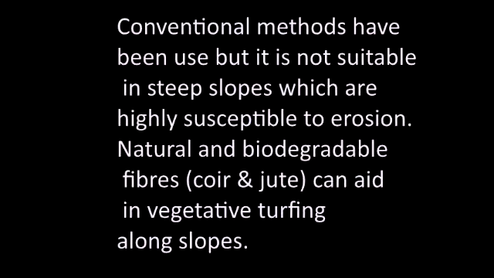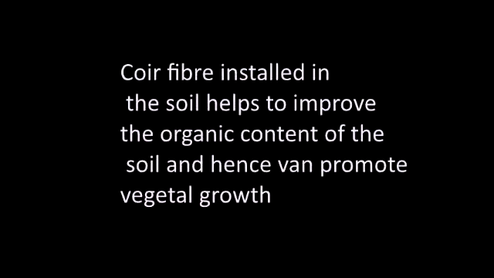Thus, natural and biodegradable fibers, which are coir and jute, have been used, which aid in vegetative turfing along slopes. In application of soil control, the coir netting shields the soil and seeds from the impact of, first, raindrops; second, minimizes the runoff; third, maintains the capacity of soil to absorb water; fourth, retains the soil moisture; and lastly, holds the soil particles and seeds in place.